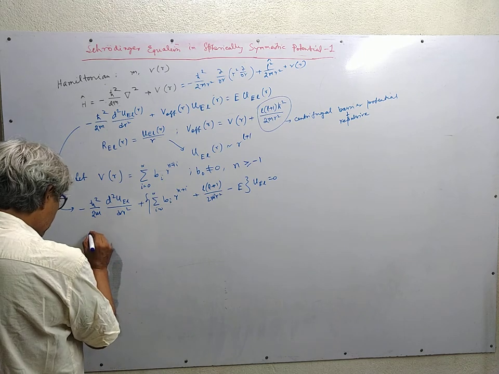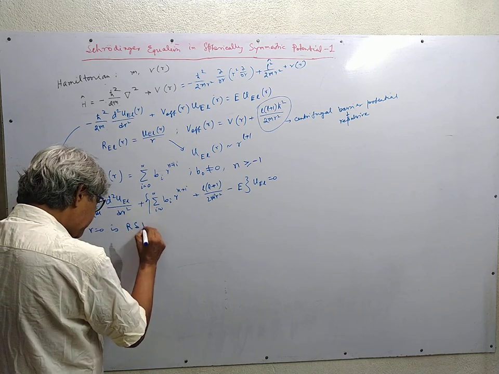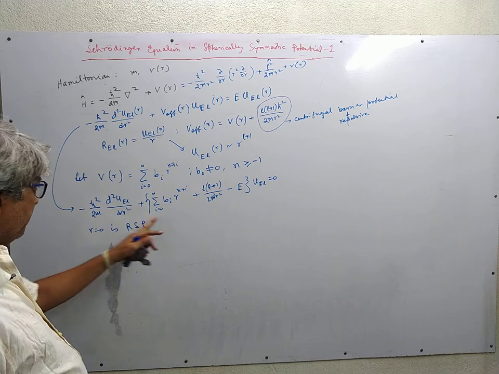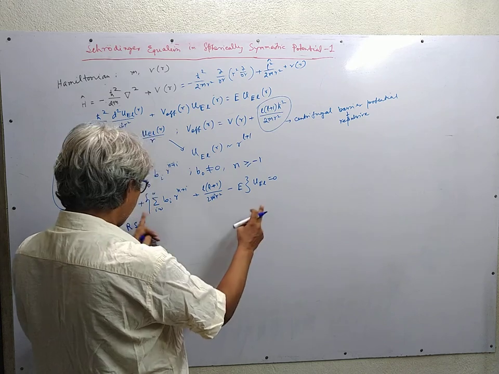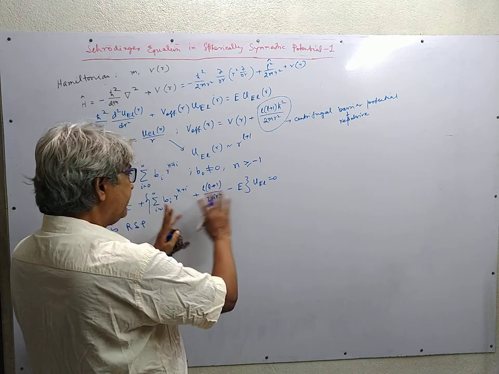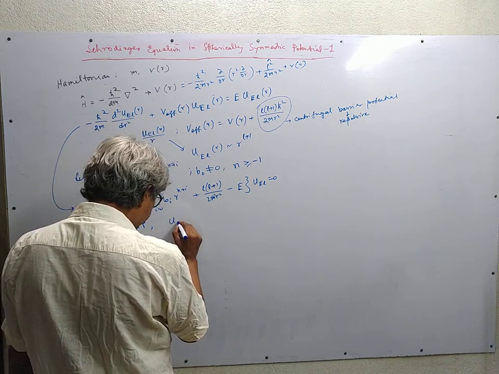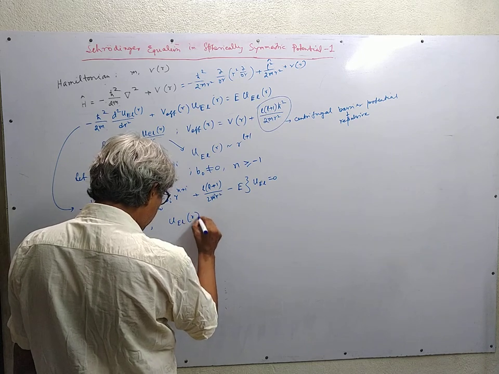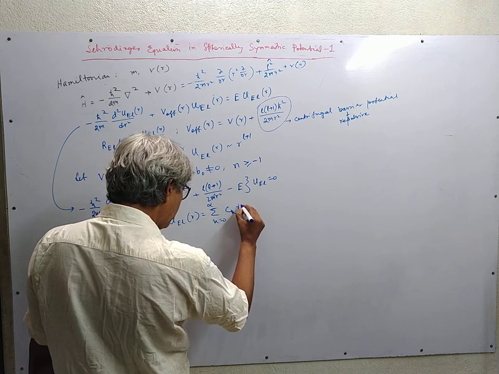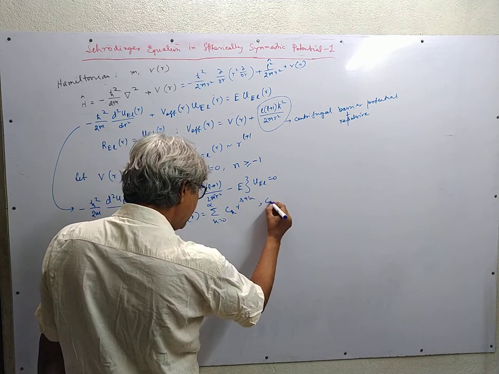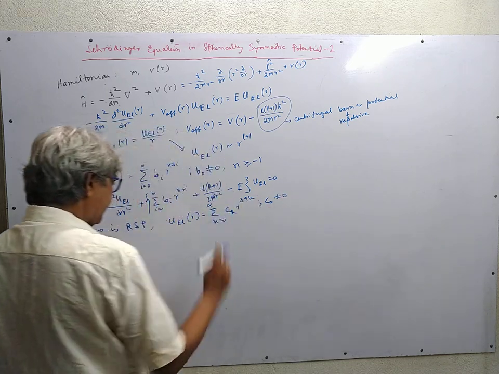Now you see that r is equal to 0 is a removable singular point, because this term diverges, but when it is multiplied by r square, it doesn't have any divergence. So as per the Frobenius-Fuchs theorem, we can write the solution as the sum of Ck r to the power s plus k with C0 not equal to 0, where s is the index to be determined.